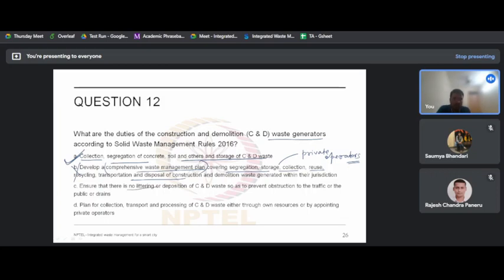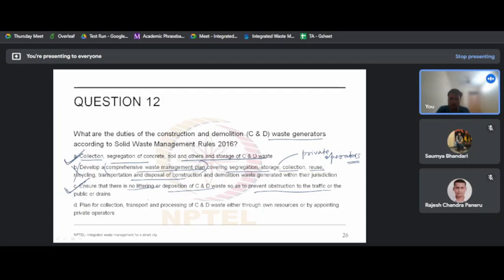Ensure that there is no littering and deposition so as to prevent obstruction to the traffic. So C is correct. So the waste generator should take care that the waste does not get littered. It should be properly stored at one place. It should not cause any obstruction to the traffic or the drains. So proper storage should happen.